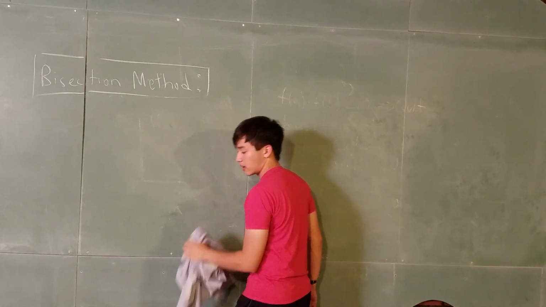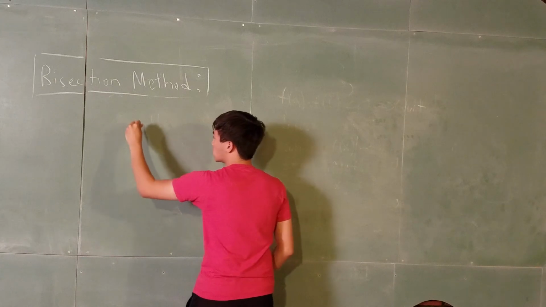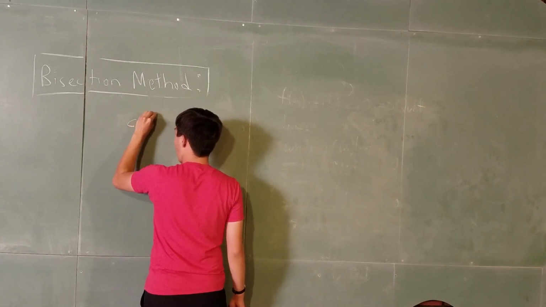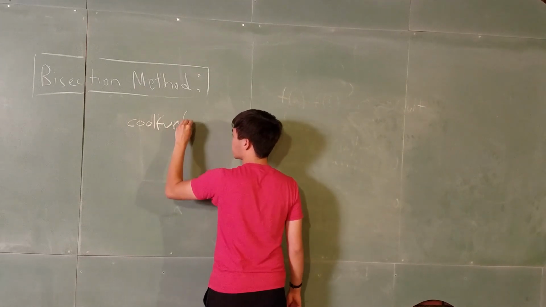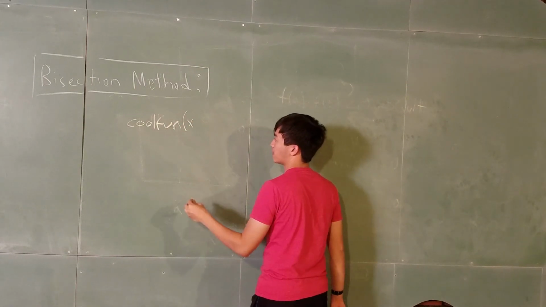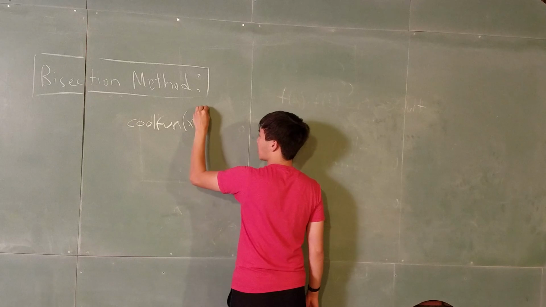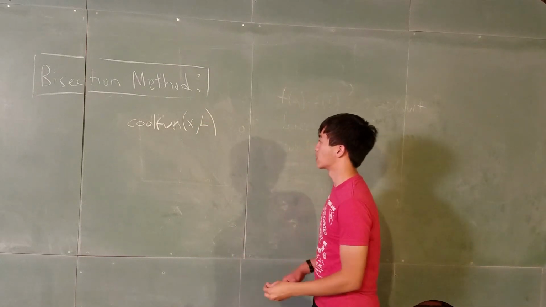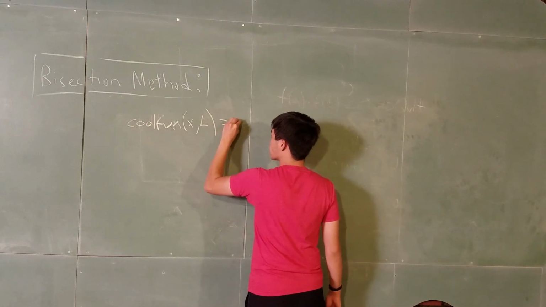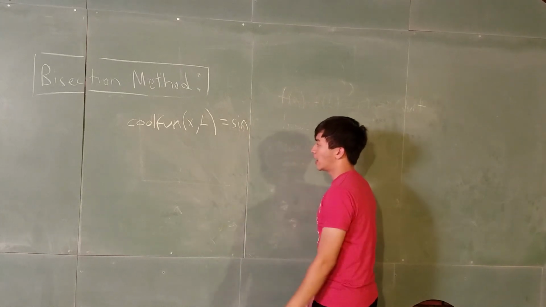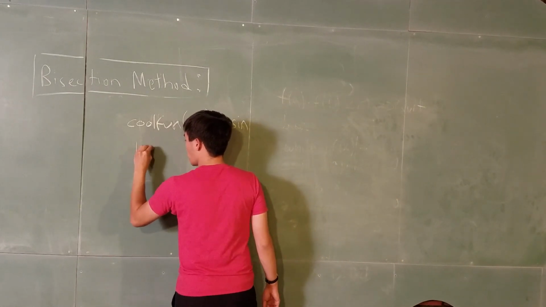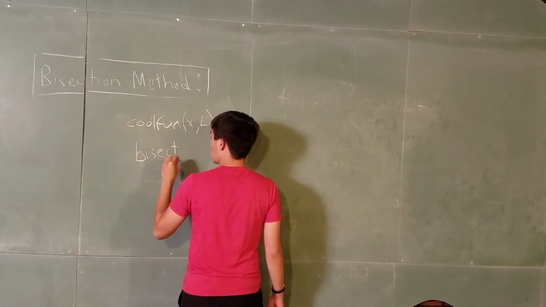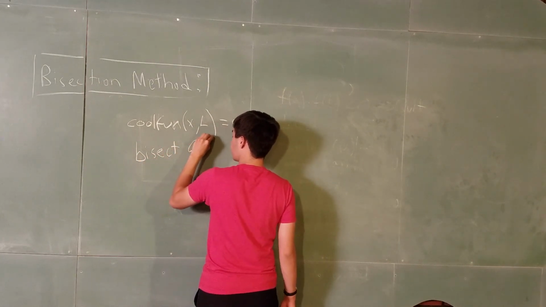So I believe the sinusoid function is called cool fun. And it varies on two parameters. First being x, which is the variable of the function, and then we have this constant L, which you're going to multiply in somewhere to that sinusoid. And so what you're going to do is the bisection method on cool fun for various L values.